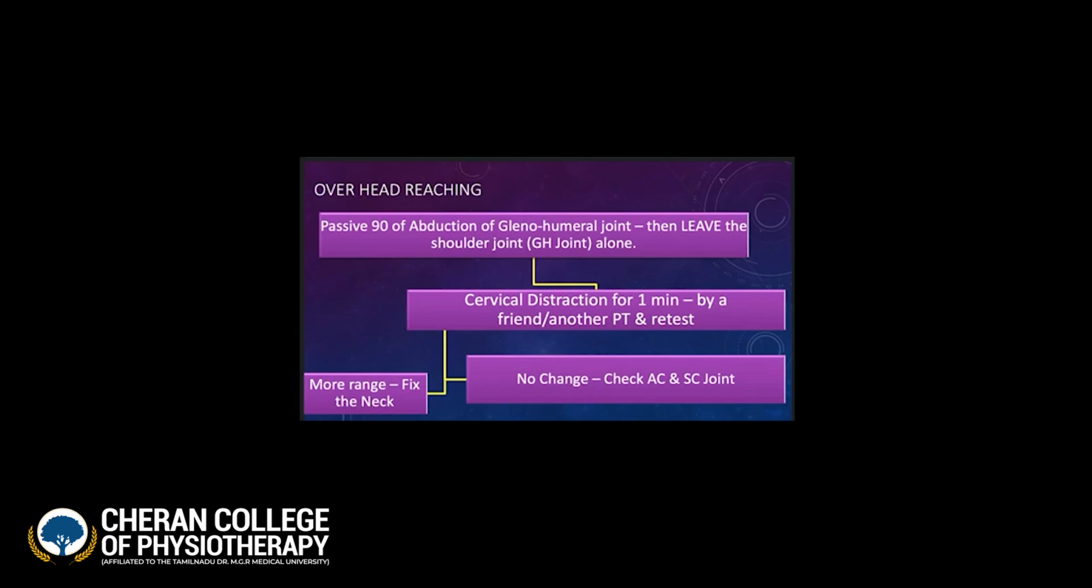If the cervical distraction did not make any change in the shoulder abduction, like 90-degree abduction, then you check the AC joint and SC joint. So you do this 90-degree shoulder abduction. If the patient cannot reach 90-degree shoulder abduction, then you work on your shoulder. If a patient can easily do the 90-degree glenohumeral joint abduction, then you do the cervical traction for a minute and then retest it. If there's increased range, that means the problem is in the neck, work on the neck. If there's no change in the range, then most likely you have to move on to the next segments of AC joint and SC joint and do the assessment.